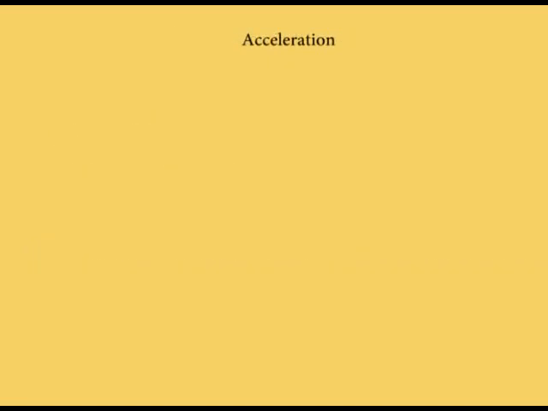Acceleration. Acceleration is the rate of change of velocity. Again, we know that the gradient of a velocity time graph gives us the acceleration. To obtain the acceleration function, we differentiate the velocity function, and so acceleration is equal to dv over dt.